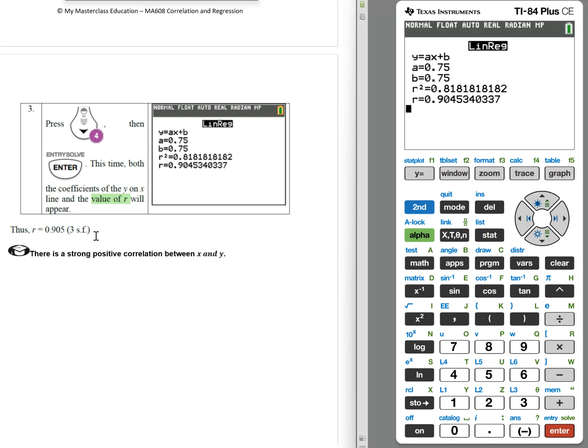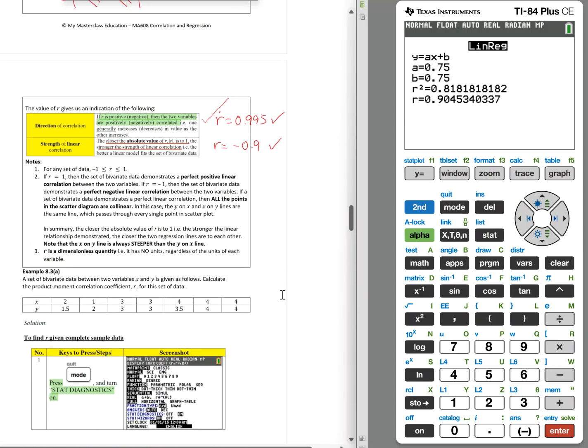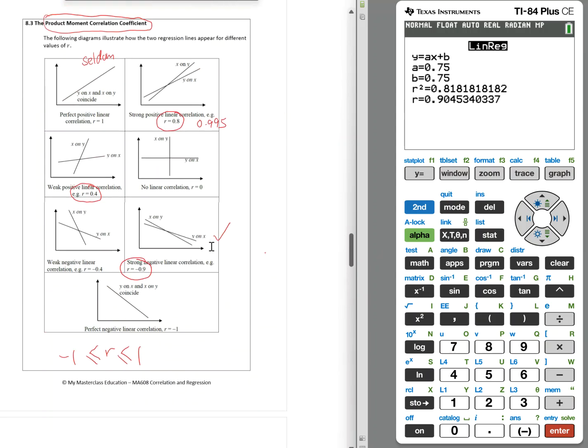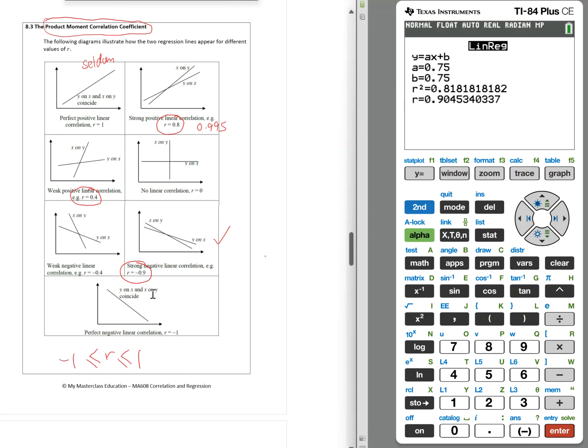You just need to write down R equals to what and explain that there is a strong positive correlation between X and Y. So in this part, the product moment correlation is just a measure of how well two variables are correlated with each other. We are looking for strong positive correlation or strong negative correlation. All you need to do is to explain whether there's a strong positive or strong negative correlation between the two variables.